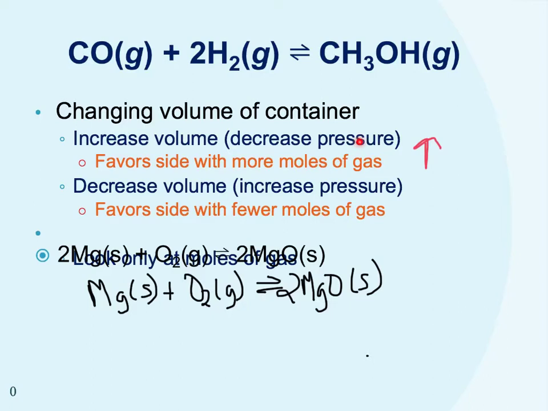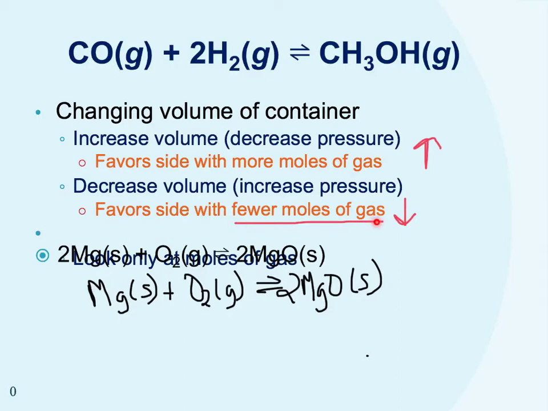For a decrease in volume, we're increasing the pressure, we're decreasing the space available, we're pushing molecules closer to one another, and as a result, we're increasing the pressure. And so in order to compensate for that increase in pressure, we're actually going to favor the side with fewer moles of gas. I want to decrease the number of moles of gas and therefore decrease the pressure. So we're going to want to decrease the pressure in that system by finding fewer moles of gas. Now note here that I've specified this as more moles of gas and fewer moles of gas.